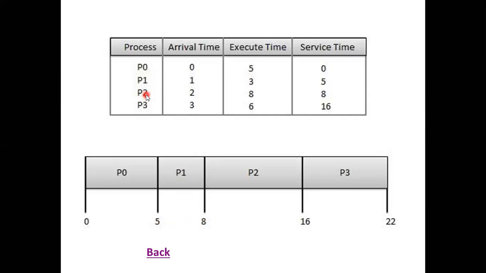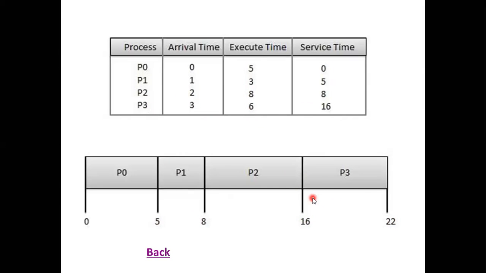Next is P2. P2 arrives next, so up to how much time will it be executed? It requires 8 time units for the CPU. So 8 plus 8 equals 16. And the last one is P3. How much time does P3 require? It requires 6. So 16 plus 6 equals 22.